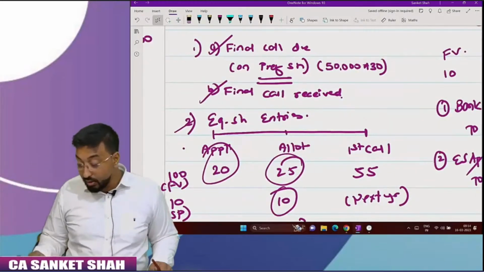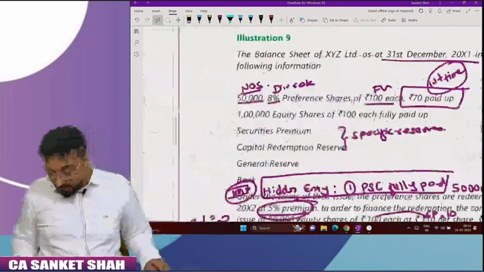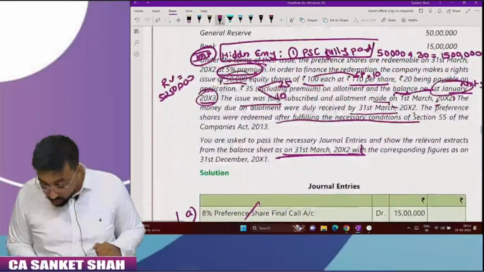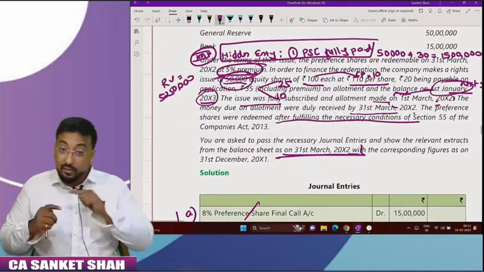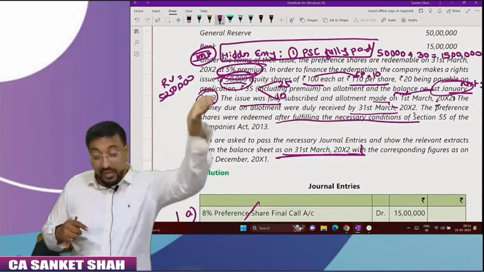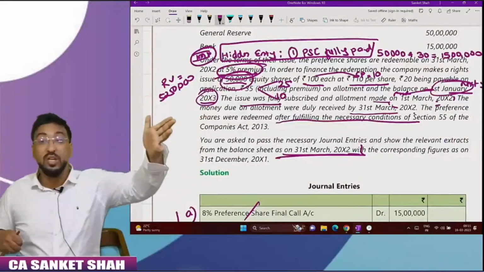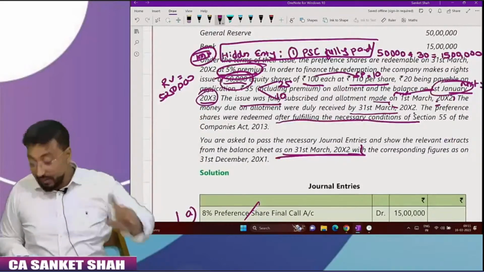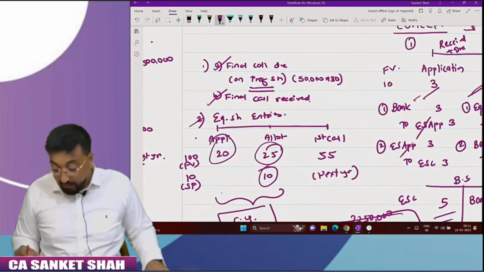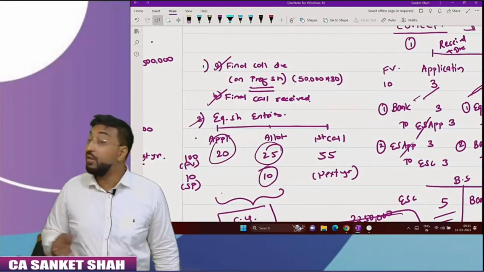So first remember this number. Here the number of shares is 50,000, and new equity shares are also issued, 50,000. So there is a cross connection: 50,000 preference shares are redeemed and 50,000 equity shares newly issued. But what is the hidden entry? This is the hidden entry. It will carry marks. If you don't pass this entry, final call due. Sir, whether this is given in the question? No, this is a hidden entry.